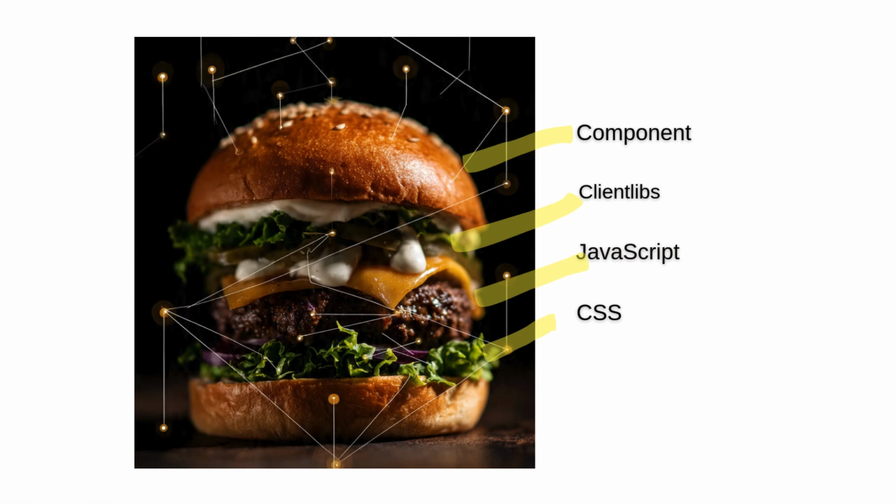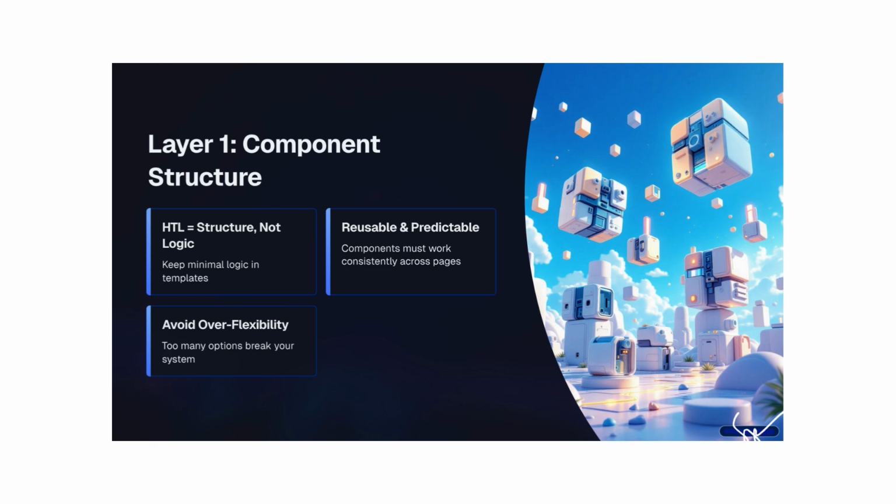Now let's break down AEM frontend at scale. There are 4 layers to keep in mind: component structure, client libs, JavaScript, CSS. Think of it as a burger. Components equals the bun. Client libs equals the patty. JavaScript equals the secret sauce. CSS equals the lettuce and toppings. Mess up one layer and the burger tastes like cardboard.